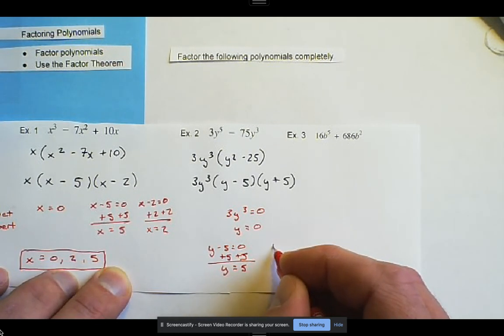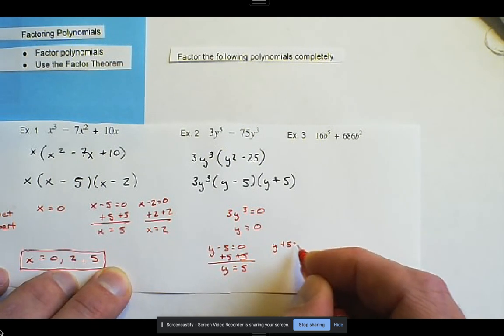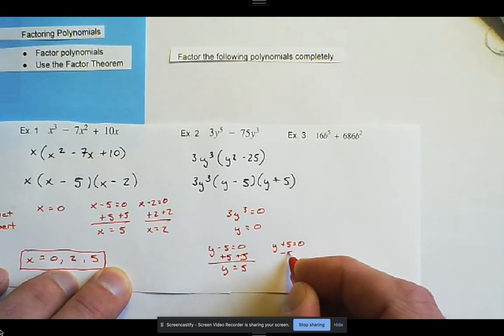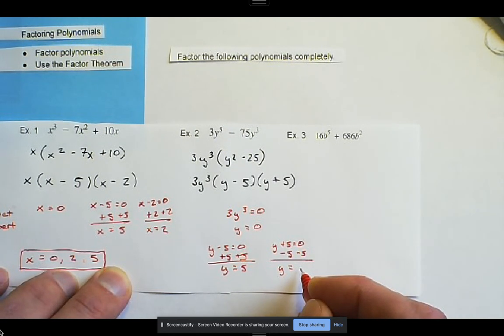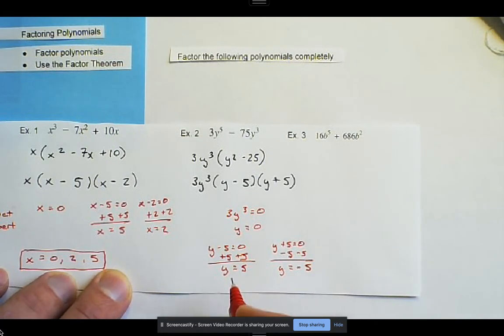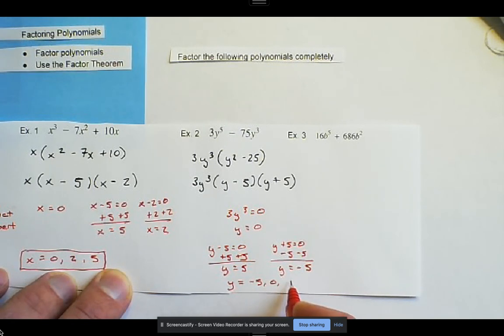And then we have y plus 5 is equal to 0. So we subtract 5, and we get y is equal to negative 5. So our solution: y equals negative 5, 0, and 5.